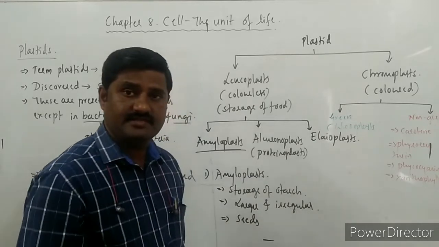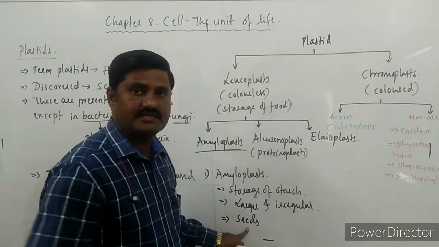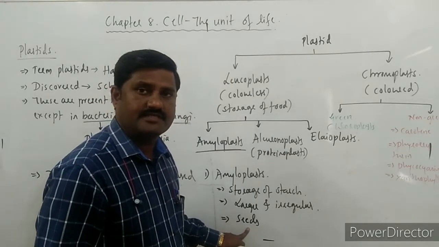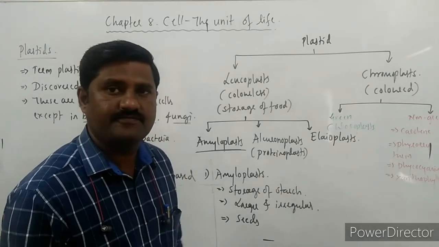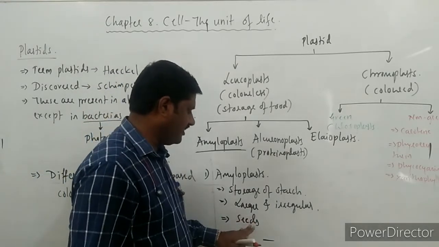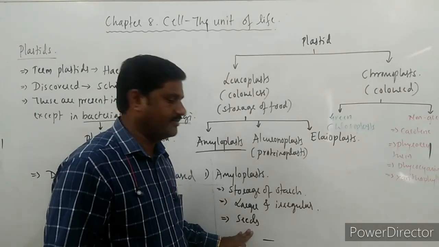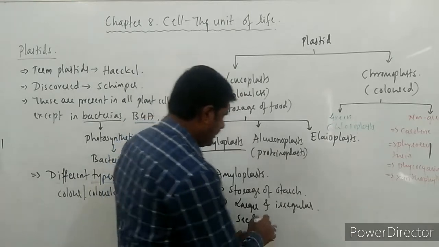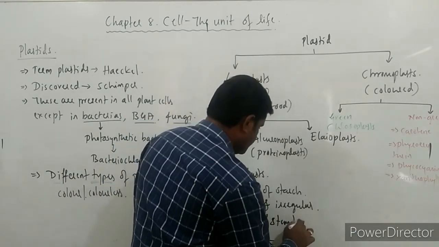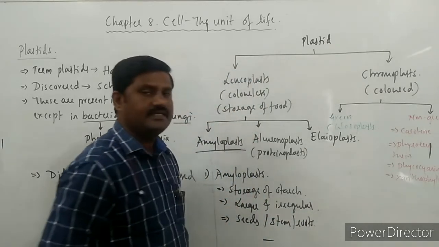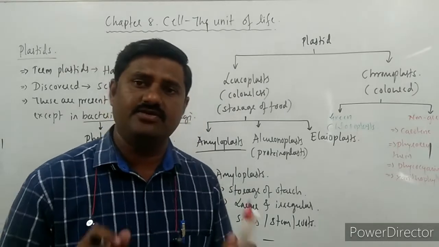Where are these plastids present? They are present in the cells where light is absent, so there is no need of any light for themselves. In such kinds of cells these are usually present, and those cells are present in the seeds and even underground stems and roots. So in these regions, these amyloplasts are usually present.